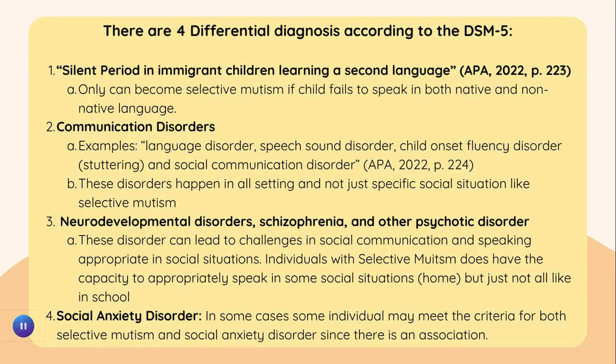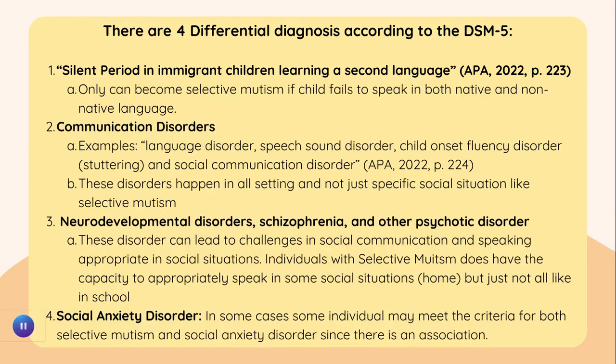Next is communication disorders. Some examples of communication disorders are language disorder, speech sound disorder, childhood-onset fluency disorder, also known as stuttering, and social communication disorder. These disorders happen in all settings and not just specific social situations, like selective mutism. So they will have this disorder in every situation, no matter where they are.